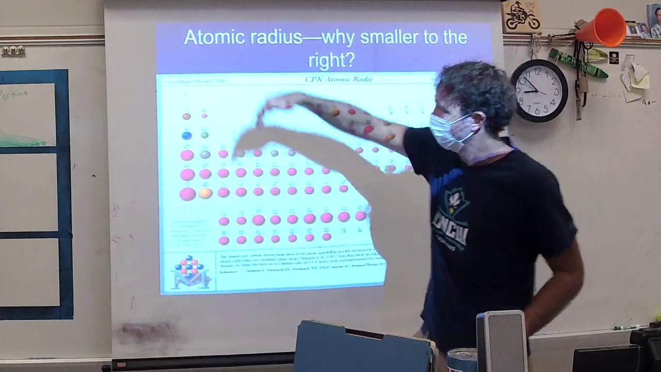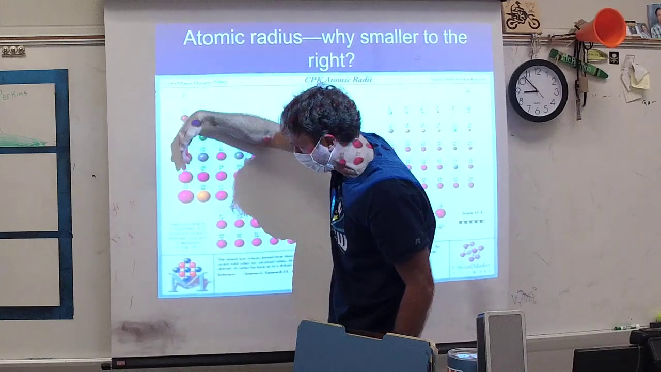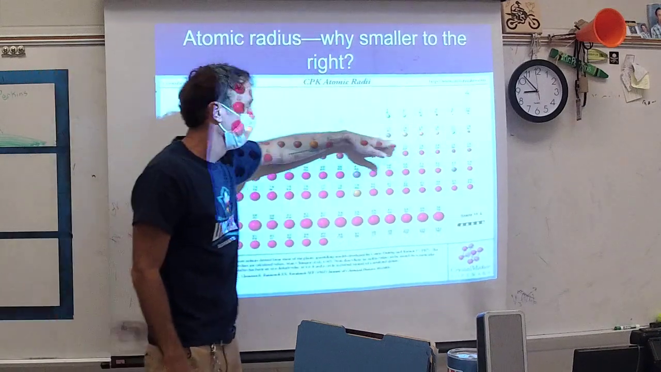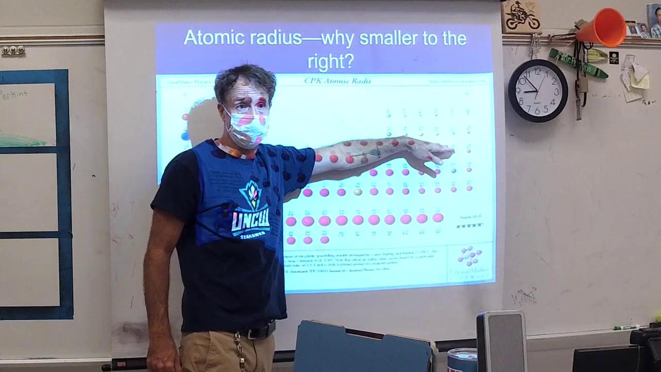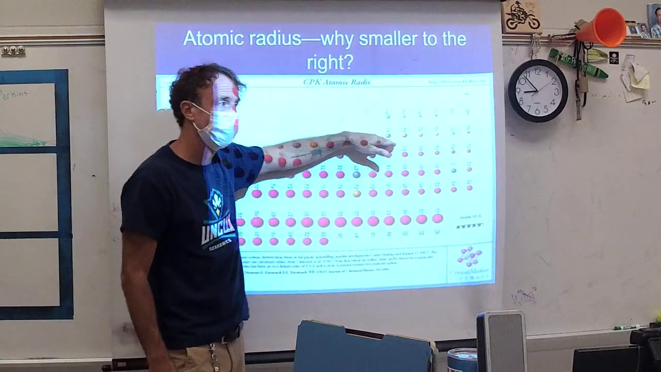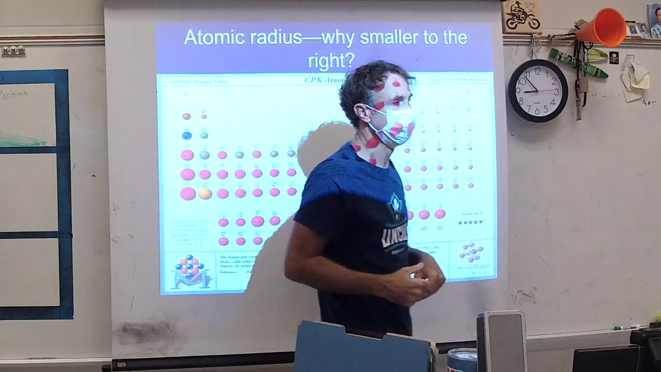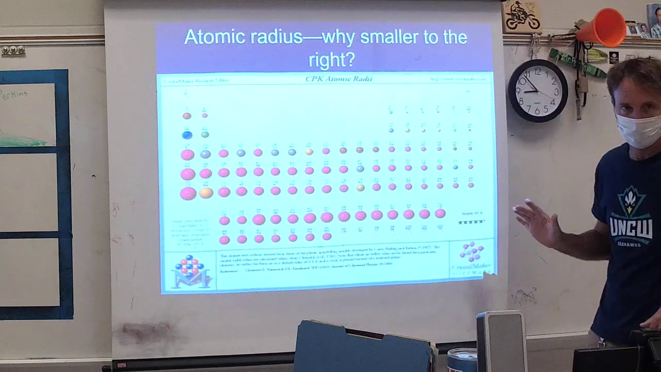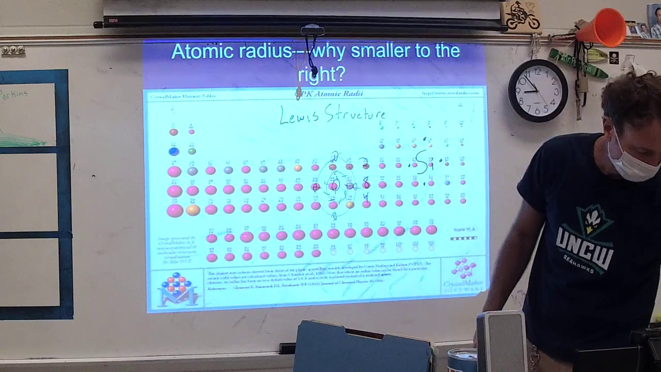That's it. As you go down, you're adding more rings. Poof, poof, poof, poof, poof. As you go down a column, you get bigger. But as you go to the right, you get smaller. Does anyone remember why you get smaller? Anybody? That's right. As you go across, you're getting more and more protons. So there's a stronger magnetic pull, and the atom shrinks. Does that make sense?